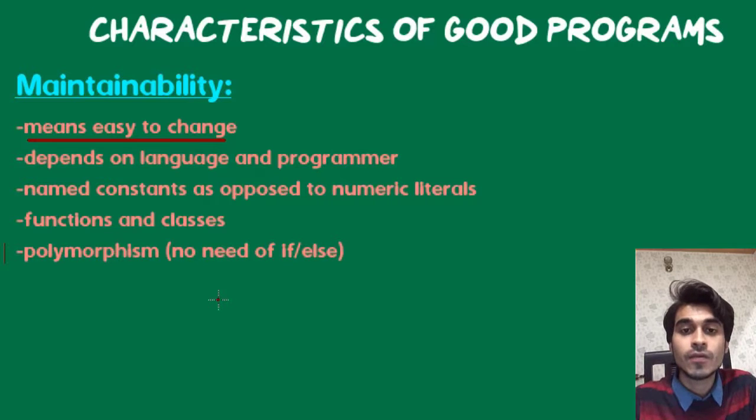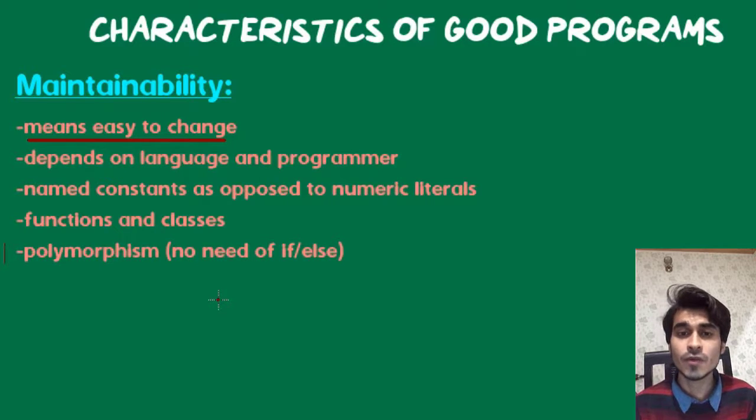For instance, if we have a program of different shapes, we have circle, rectangle, square, and now we need to introduce another shape, for instance oval. Good maintainability would require that you add the new oval shape to our list of shapes without changing the previous code. So this is what is meant by maintainability, and we can achieve this by using functions, classes, and polymorphism.